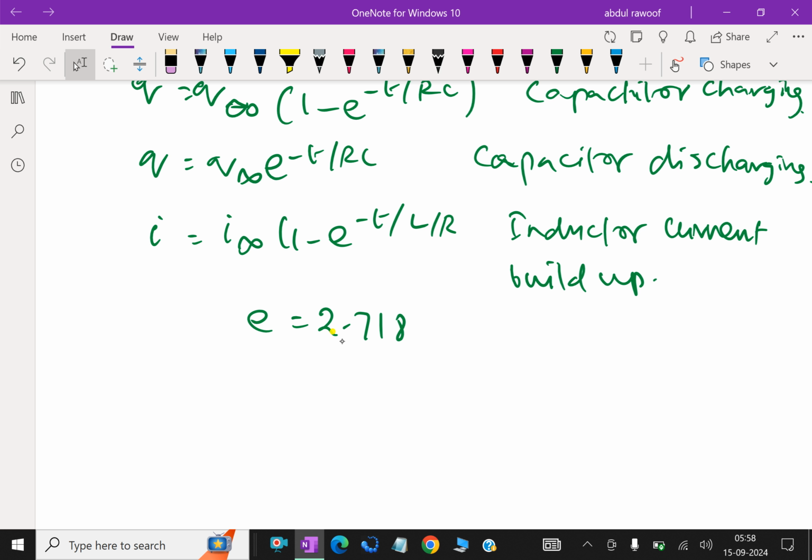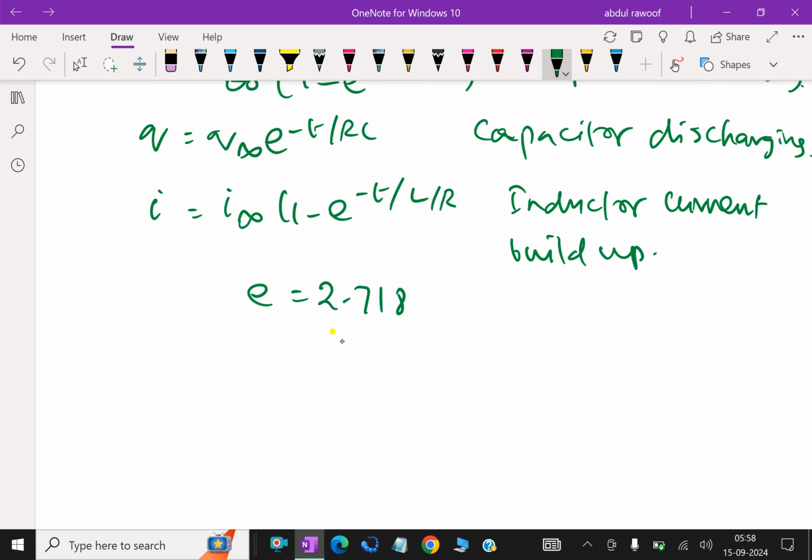The relation for a capacitor gives, therefore you can say, I equal 0.368 I0 and Q equal 0.632 Q infinity, when t is equal to the time constant.